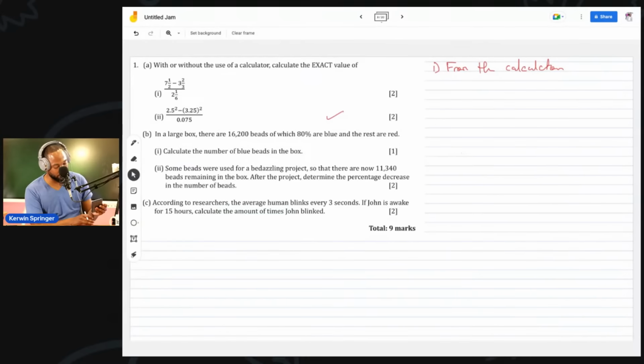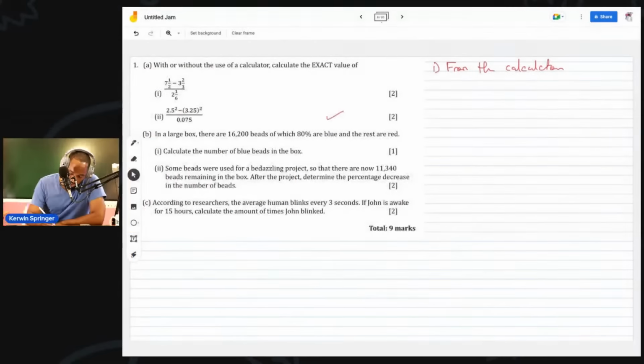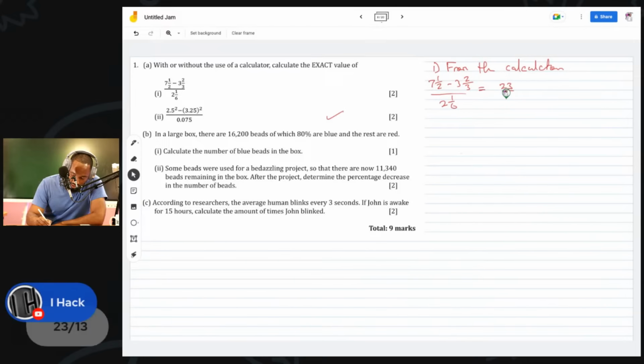23 over 13. I don't see no answers there, right? So for part 1, I'll put the answer as soon as you see the question. From the calculator, all of this is equal to 23 over 13.